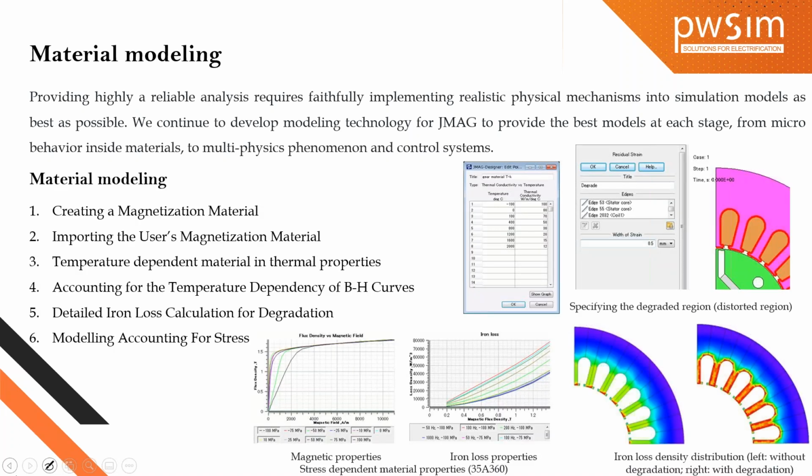So for material modeling, we can create a magnetization material and you can import the user's magnetization material option. We have a temperature dependent material in thermal properties and we can account for the temperature dependency of the BH curve. We can use calibration for degradation and modeling accounting for stress. We can also create a material accounting for the stress dependent BH curve.